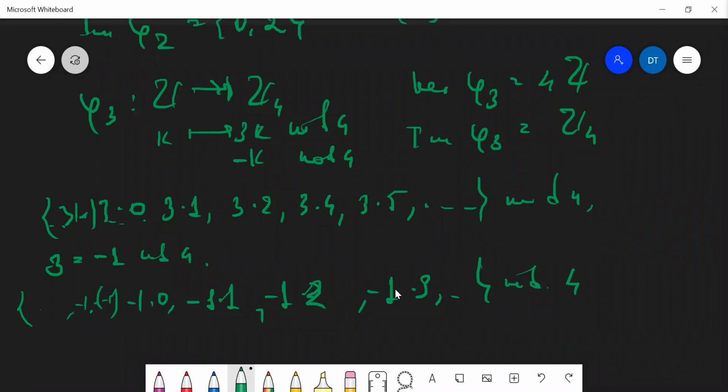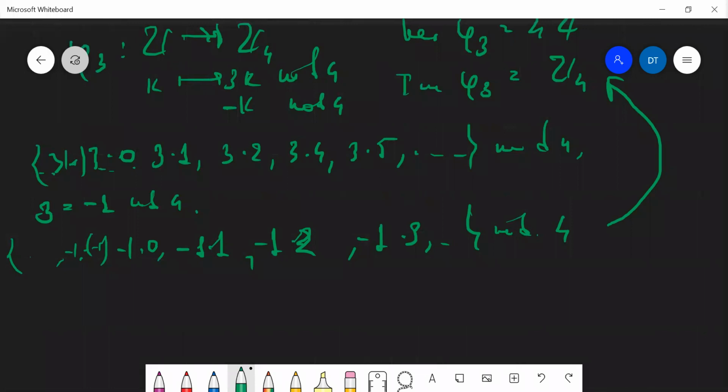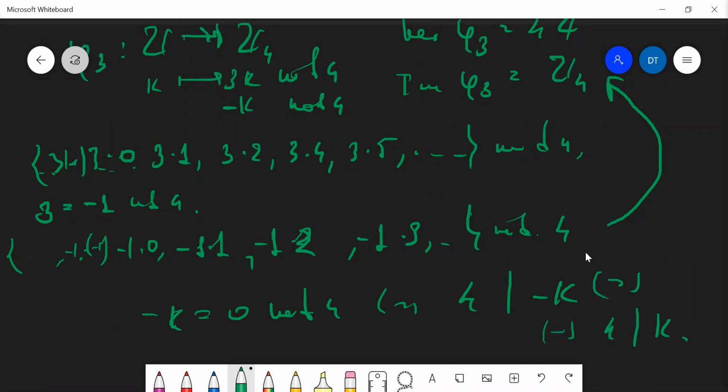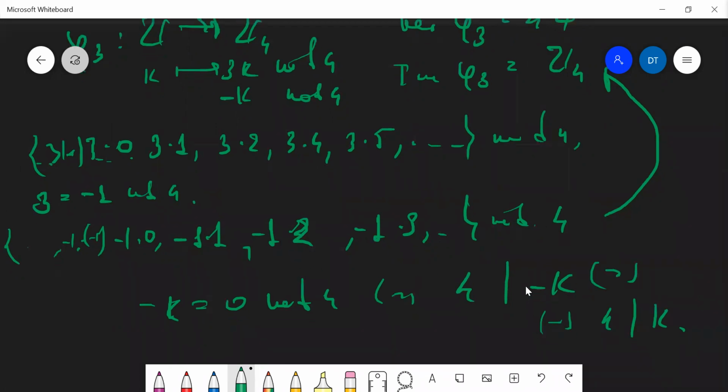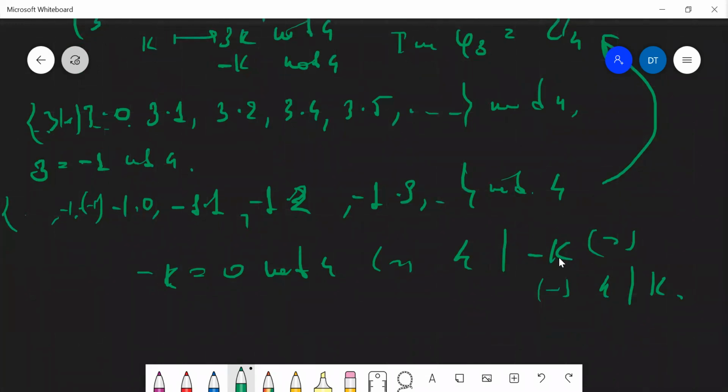So that's why it's clear that the image will be Z4. And now, if you want to compute the kernel, well, -k is equal to 0 modulo 4 if and only if 4 divides -k. But this is exactly the same as 4 divides k. For computing the kernel, it's not very important to switch from 3 to -1, but it's more or less the same.